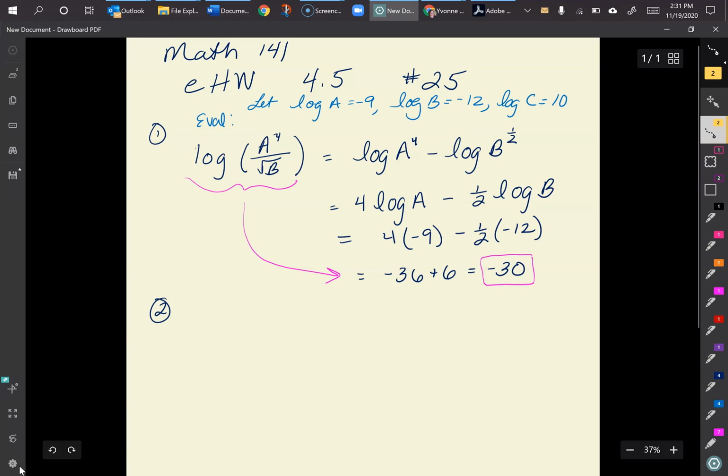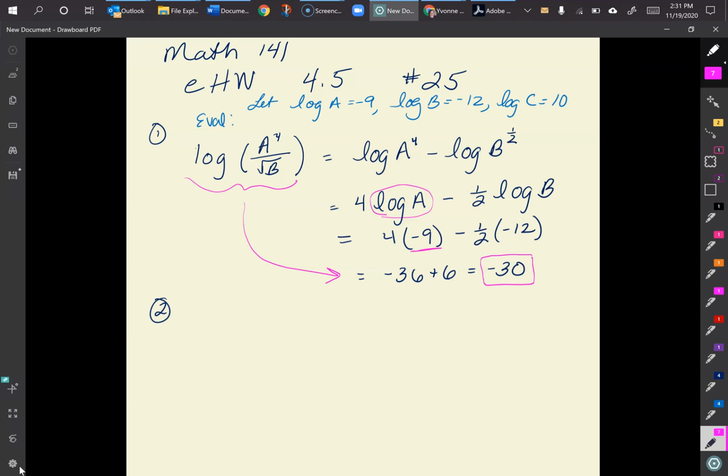Then we have our quotient property. Then we have our property that says this exponent can come down in front, right? So then I have 4 log of A minus, and then the half would come down to half log B. Now I'm going to do my substitution of the log A is going to become -9. So be careful here. I'm not saying log of -9. I'm doing log A and replacing that with the equivalency that's stated above.